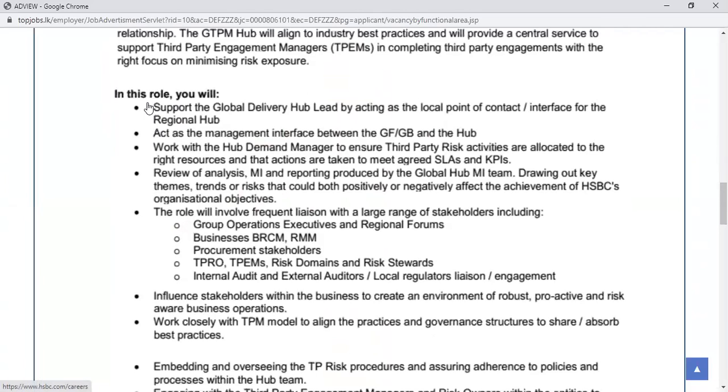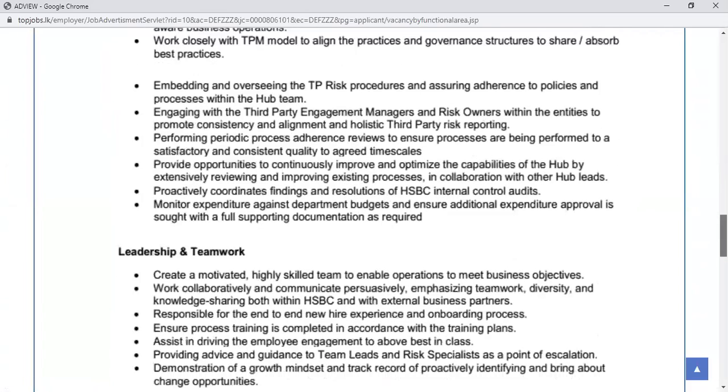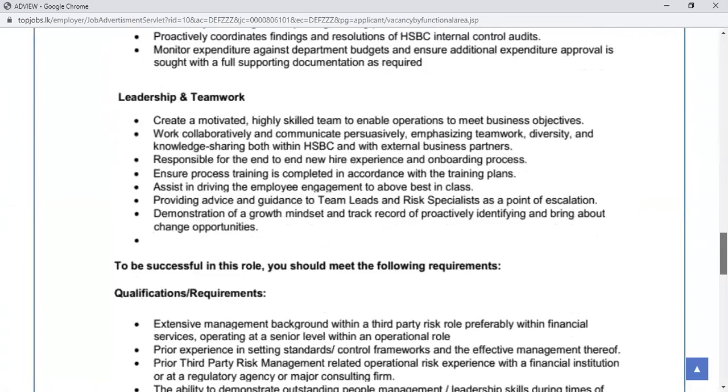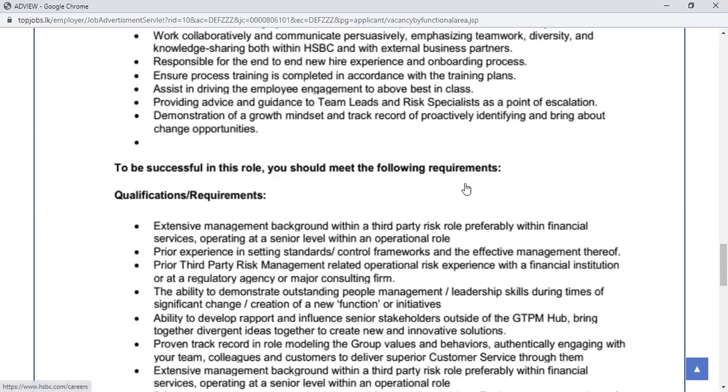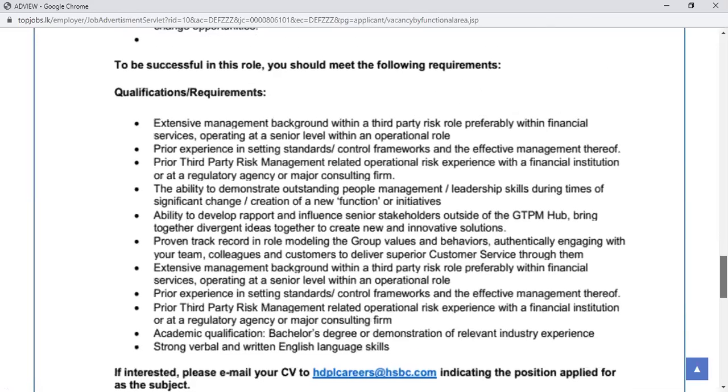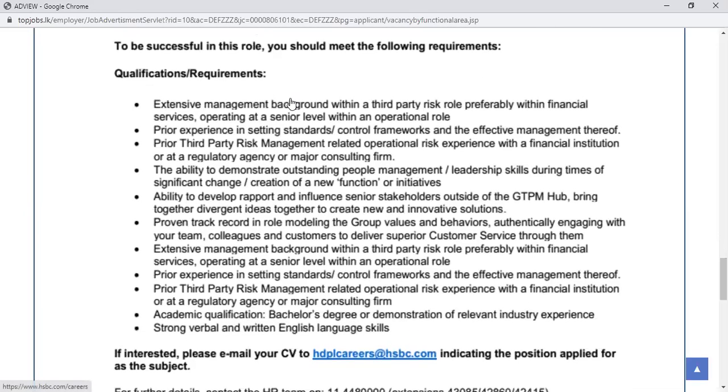So they are given these roles, tasks, duties, and responsibilities, what they have to do in this position. Influence stakeholders, work closely with the TPM model. So many things. And leadership and teamwork. What is this? The qualities. And also, to be a successful candidate in this role, you should meet the following requirements. What is this? PS, person specification. Person specification requires the qualification, experience, skills, and attitude. So they're given these things.